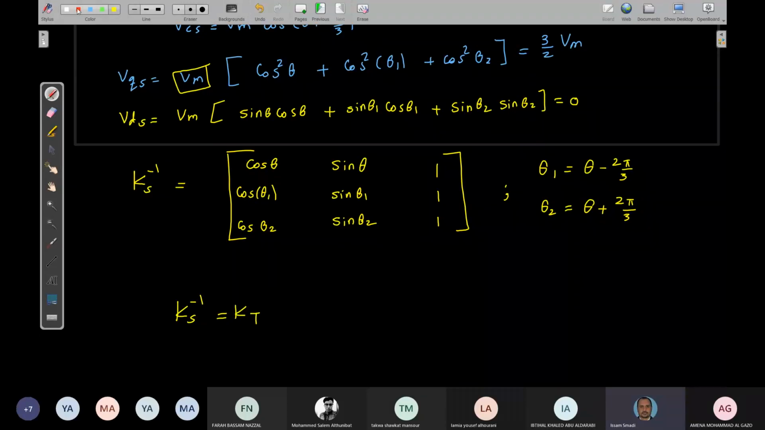So simply here I will write a question: find the needed scaling factor such that Ks inverse is equal to Ks transpose.